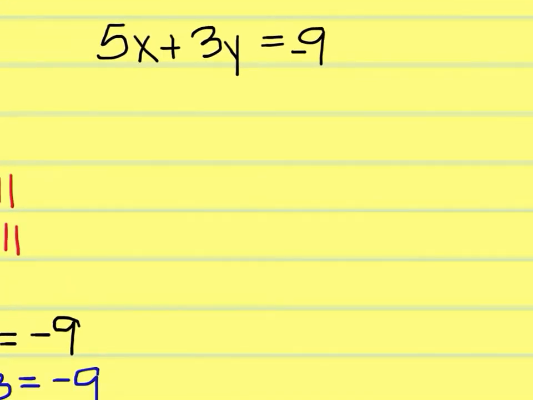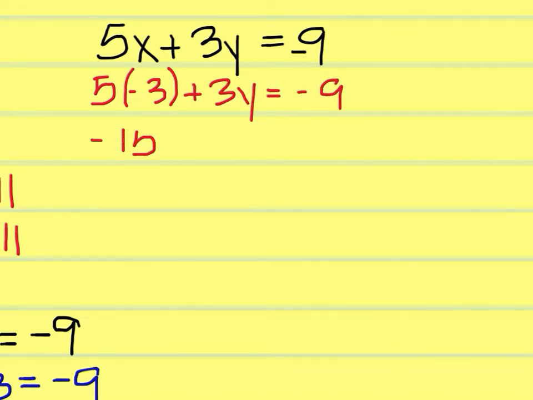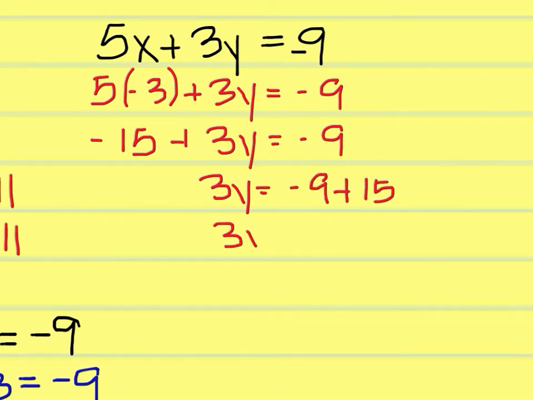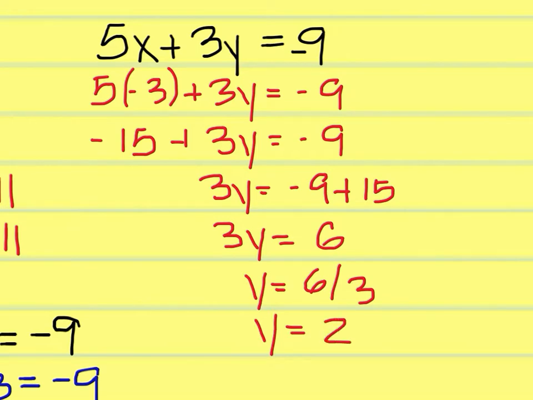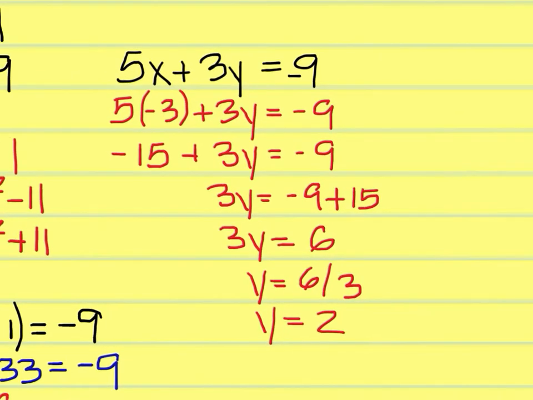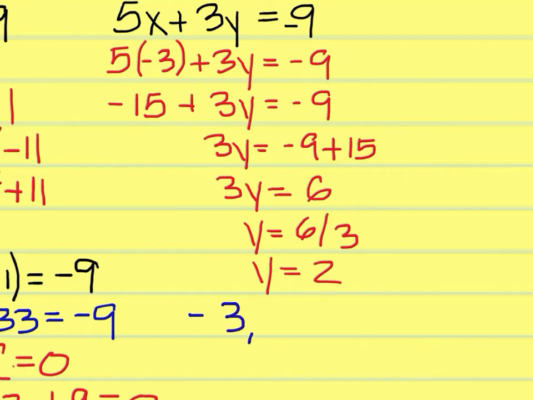So we'll plug in the first value of x that we found, which was -3. So 5 times -3 plus 3y equals a negative 9. That's a negative 15 plus 3y equals negative 9. Move the minus 15 to the right, make it plus 15. That'll give you a positive 6. So 6 divided by 3 is going to turn out to be 2. That means when we plugged in a negative 3, we came back with a positive 2. That is one of your solutions.